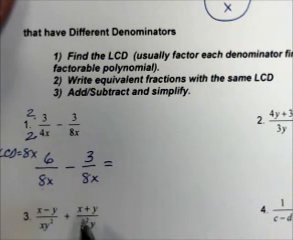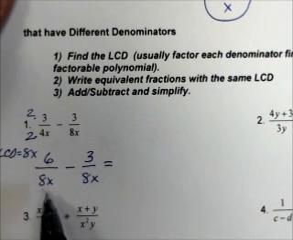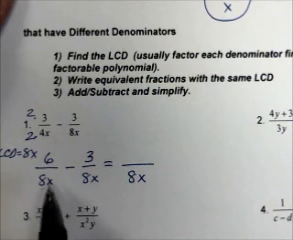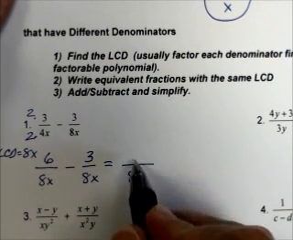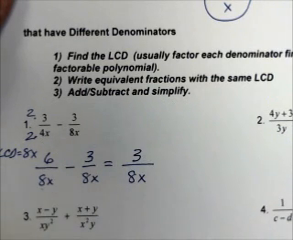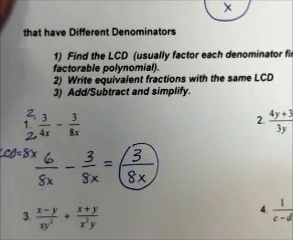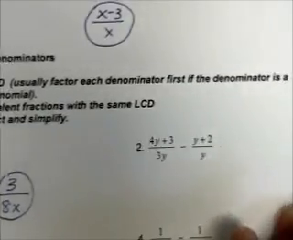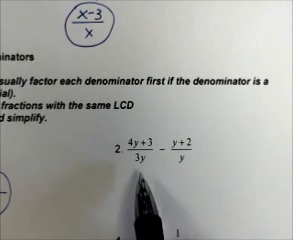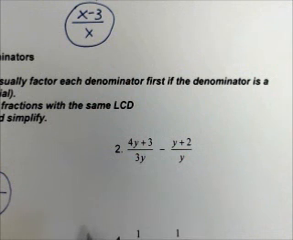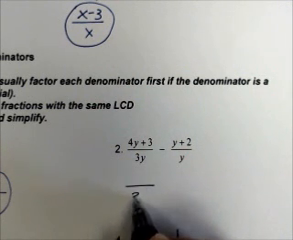Okay, so now we have subtraction of these two fractions. They have the same denominator now. We'll copy the denominator 8x, and then 6 subtract 3 is 3. And that cannot be simplified, so that's our answer. Look at number 2. We have denominators of 3y and y. Does y divide evenly into 3y? Yes. So that is our least common denominator, 3y.